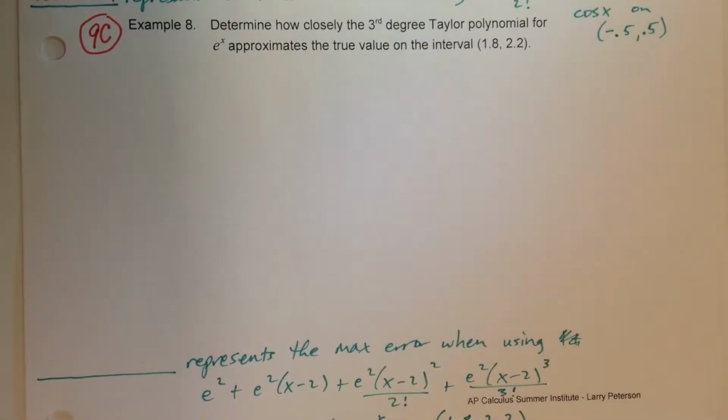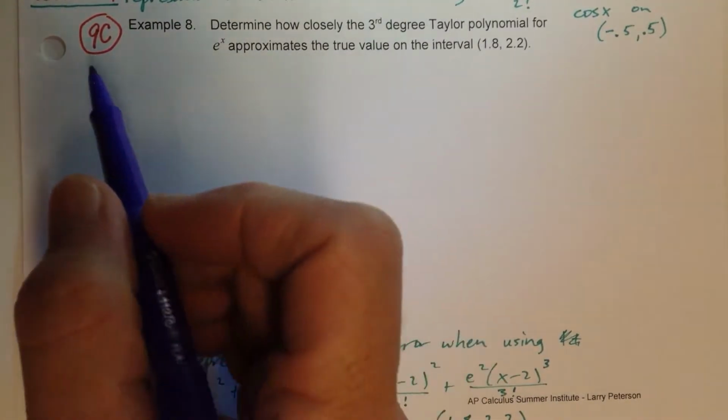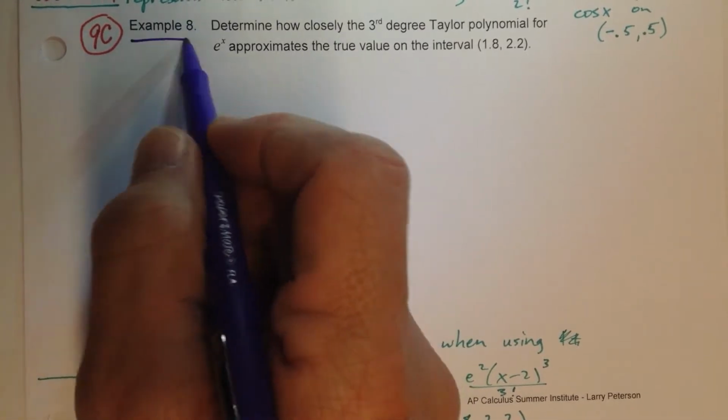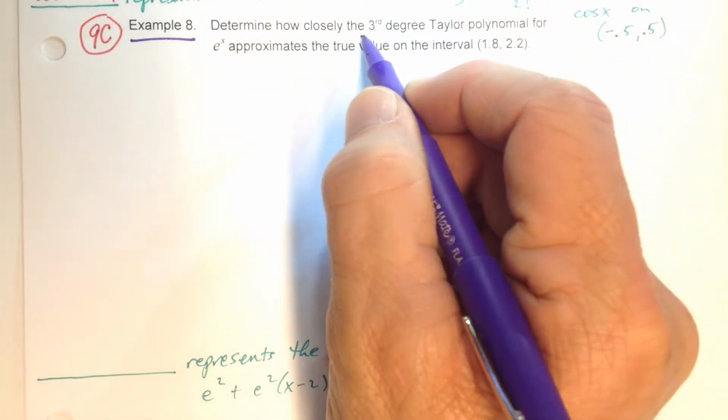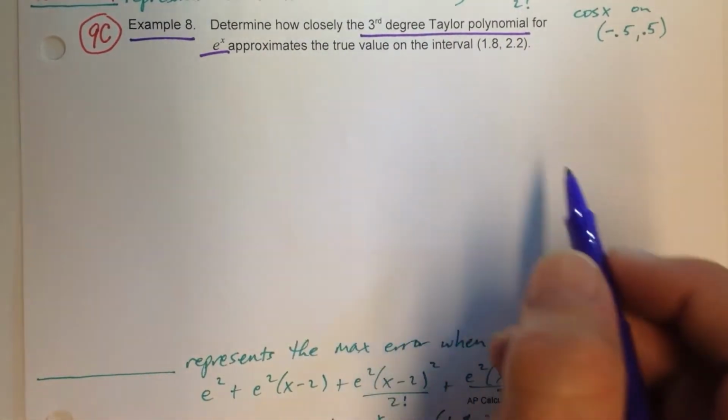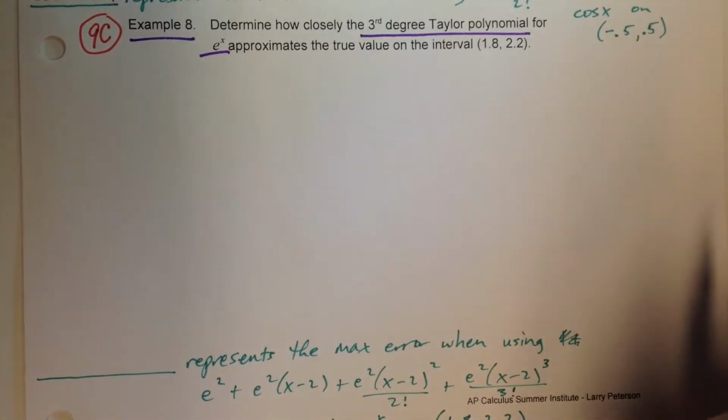I didn't mention this in my most recent video, but we are here in packet 9C. We're going to go ahead and get into example 8. We're going to try a different polynomial because we have a different function than in example 7.